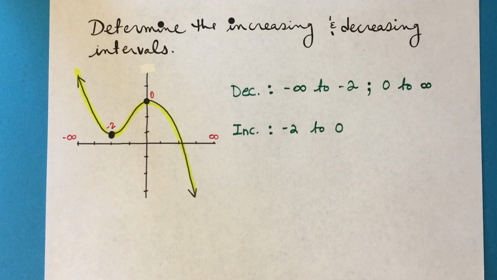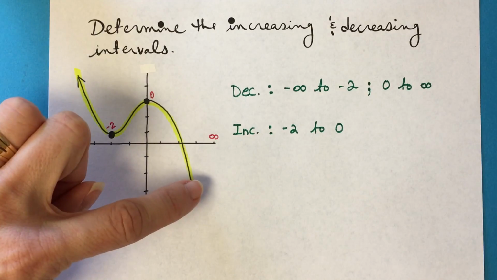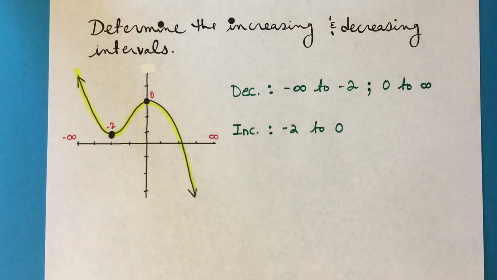So just remember, start on the left and trace it to the right. At any point that you're going up a hill, you're increasing. At any point that you're going down a hill, then you're decreasing, okay?